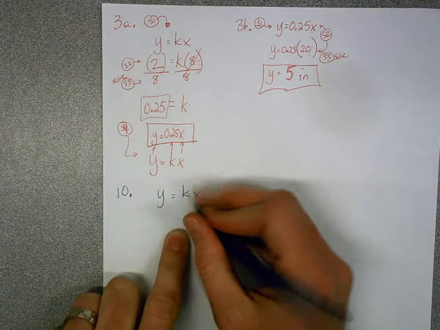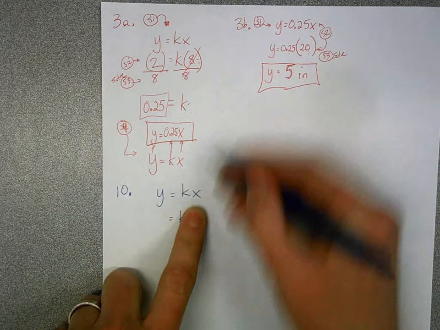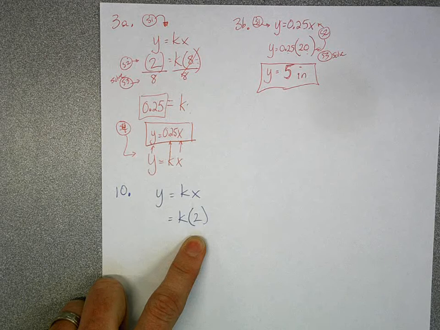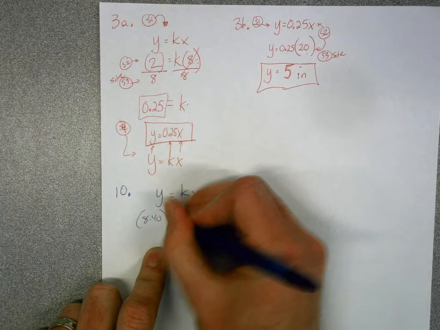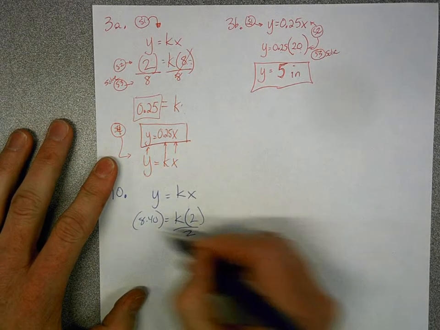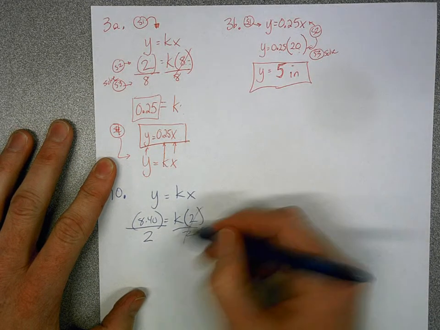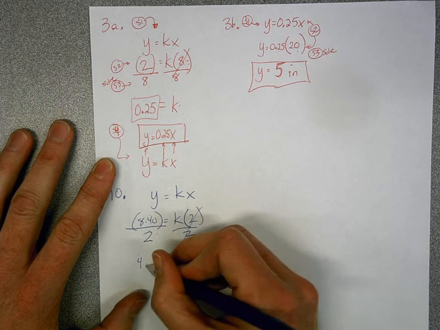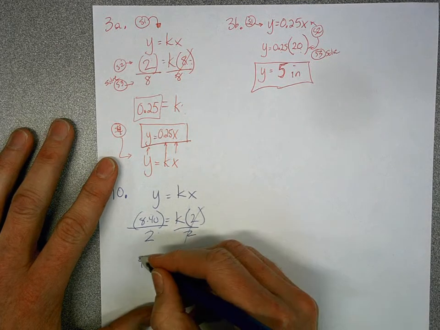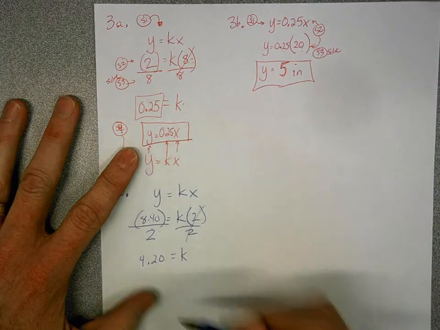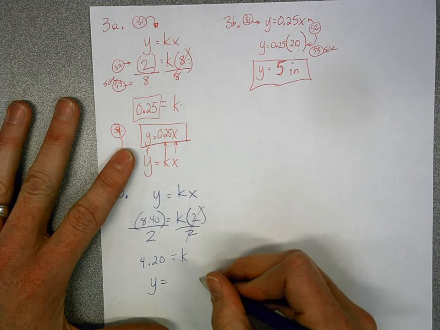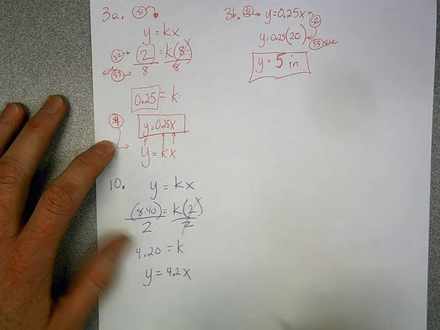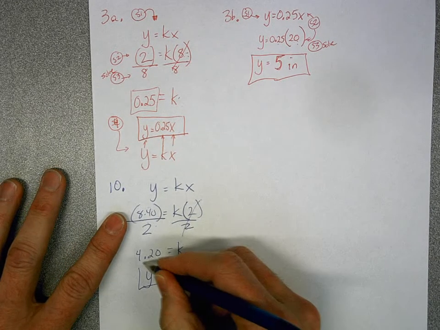I'm going to start by plugging in the amount of cheese, which is 2 pounds. And it says if it's 2 pounds, the cost is $8.40. So I divide each side by 2, just like we did up here, and we end up with k equal to 840 split in half, which is $4.20. So that's what our k equals. Then I come up with my equation: y is equal to blank x, and in this case my k is 4.20, or you can simplify it to 4.2x. So there is our equation for this particular story. All right, that's our relationship.